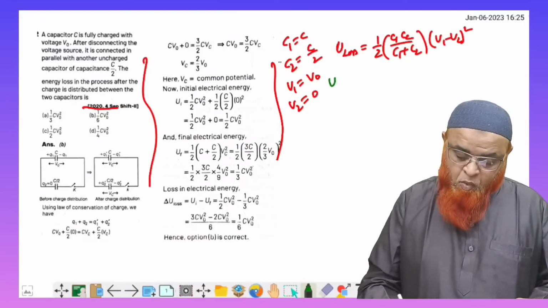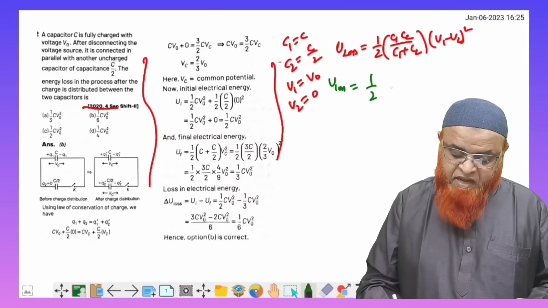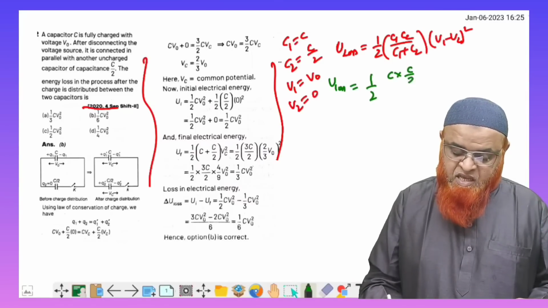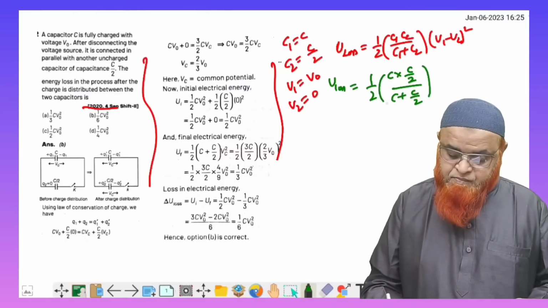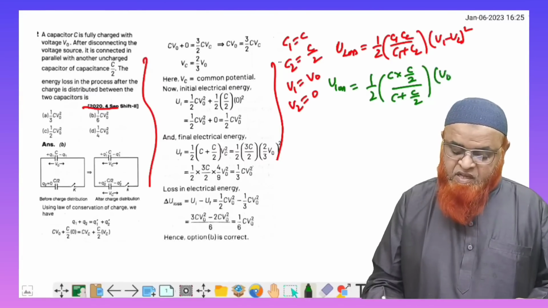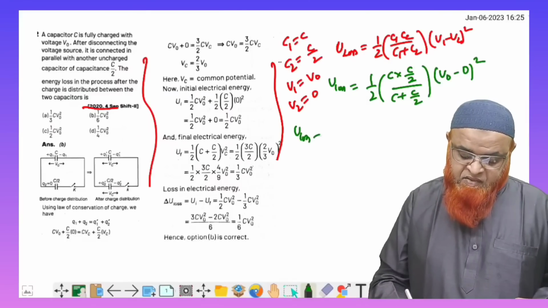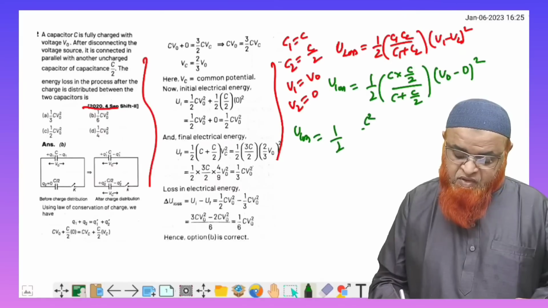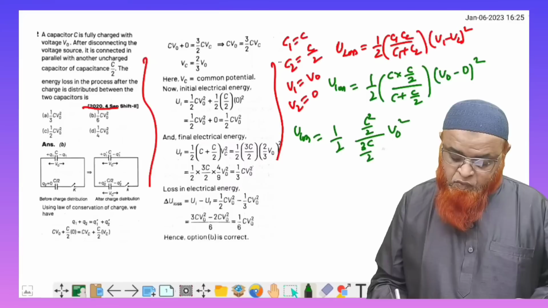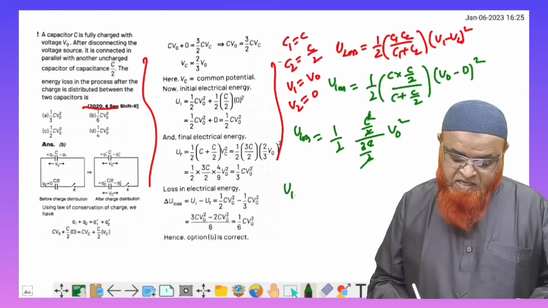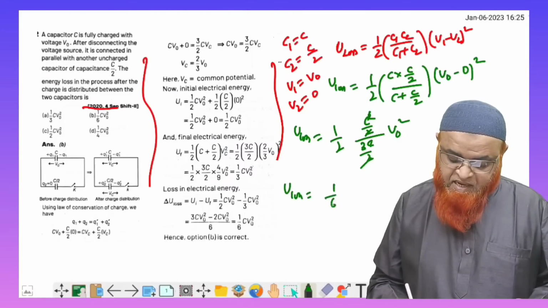So now what is the application here? Half. C1 means C and C2 is given as C by 2, and C plus C by 2 like this, and V1 is V0 minus 0 whole square. That's it. Therefore energy loss is half, this is C square by 2 and this is 3C by 2 into V0 whole square. So 2 gets cancelled, C C gets cancelled, and 2 3s are 6. Therefore energy loss is 1 by 6 C V0 square.